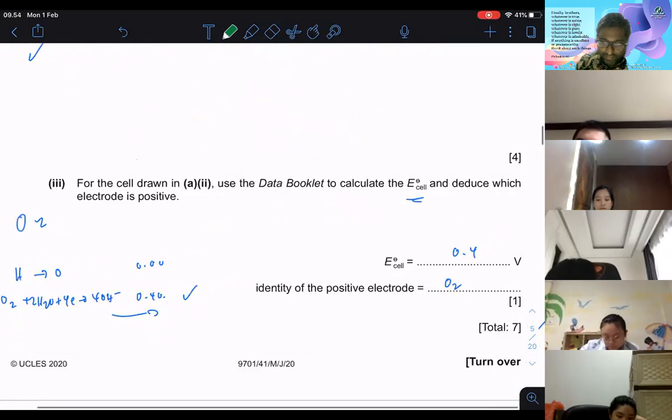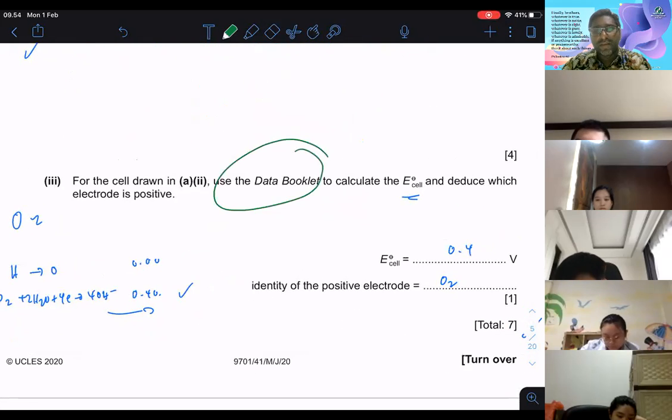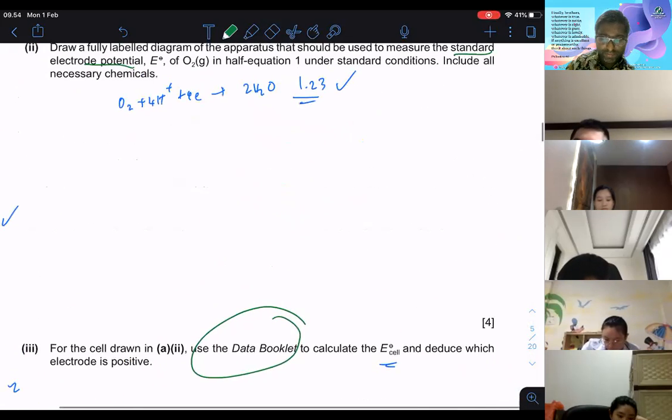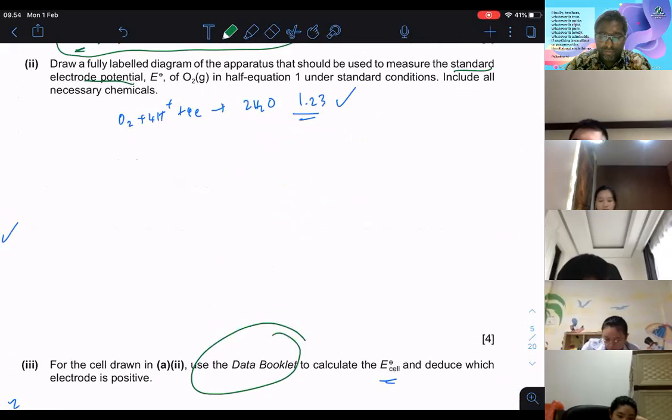So let us see whether they say refer to the data booklet. Yeah, you see, it's good that they are asking you to refer to the data booklet, but not all the time. In certain cases it is understood that you need to use the data booklet. But in this case: draw a fully labeled diagram to measure the standard electrode potential of O2 in half equation 1 under standard conditions. Include all the necessary chemicals.